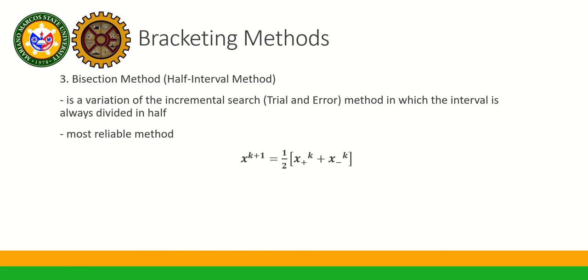So we have the third bracketing method, which is the bisection method or the half interval method. So ano naman ito? It is a variation of the incremental search method in which the interval is always divided in half. So far, this is the most reliable method. So yung formula natin will be x sub k plus 1 is equal to 1 over 2 times x positive raised to k plus x negative raised to k.